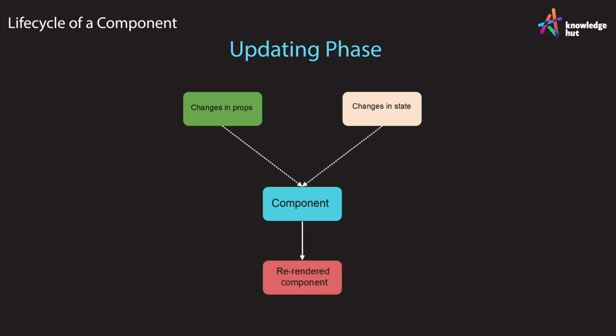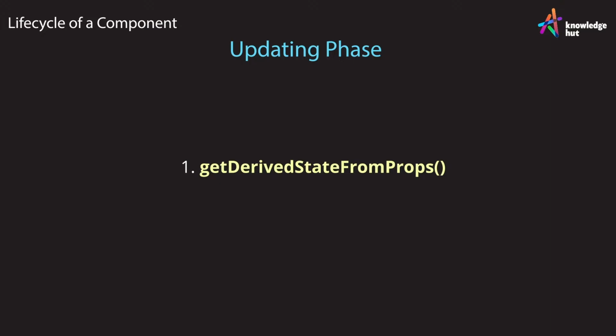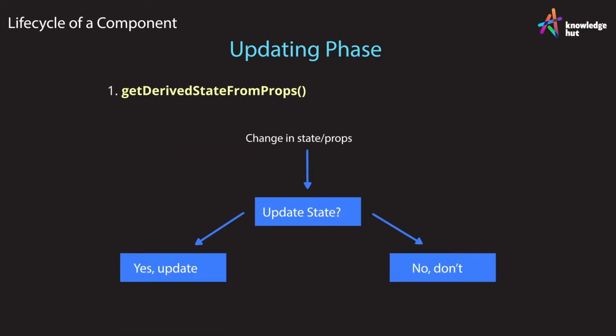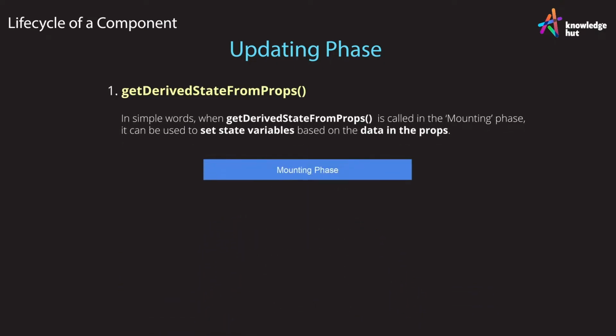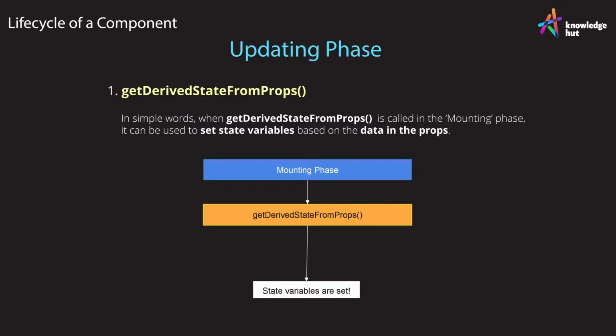In both cases, the updating phase begins with an invocation to the getDerivedStateFromProps method. When implemented, this method allows you to decide whether you want the state to be updated or not based on the changes to data in the props. In simple words, when this method is called in the mounting phase, it can be used to set state variables based on the data in the props.